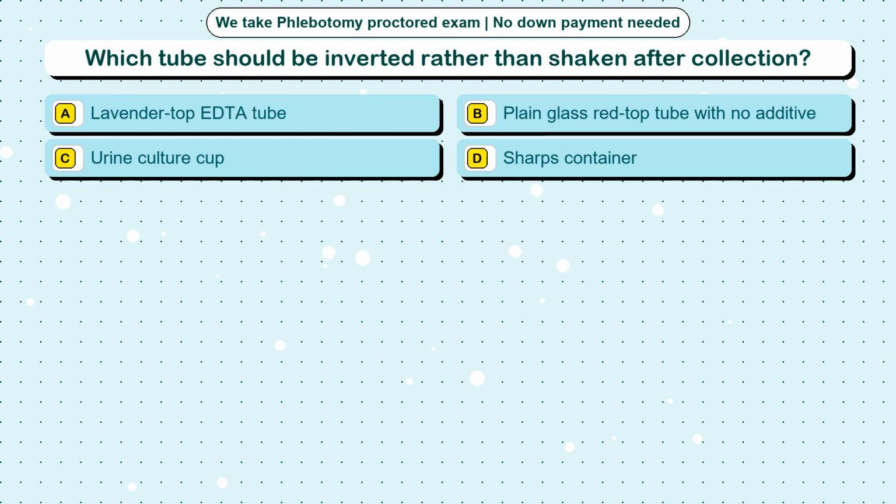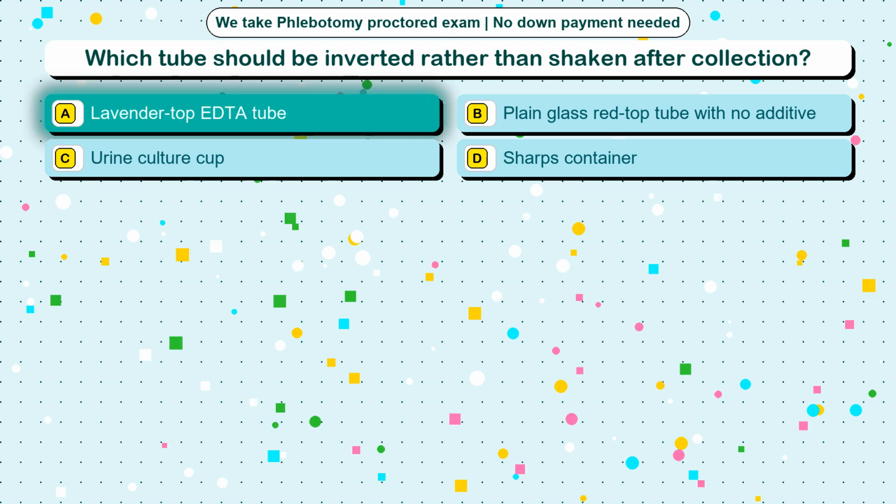Question 27. Which tube should be inverted rather than shaken after collection? Option A. Lavender top EDTA tube. Option B. Plain glass red top tube with no additive. Option C. Urine culture cup. Option D. Sharps container. The correct answer is option A.